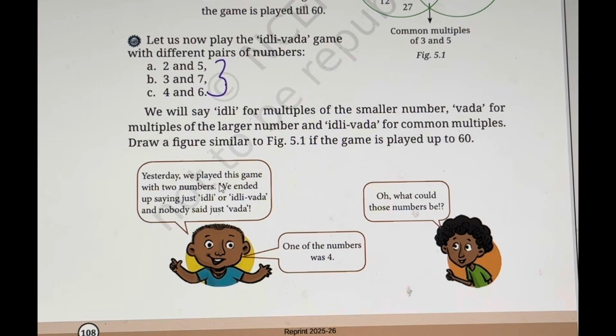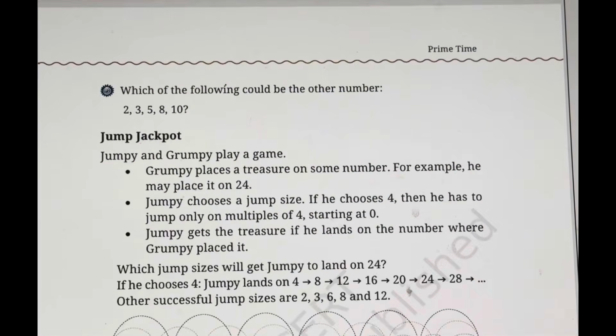There is an interesting fact which these two friends are sharing. Yesterday we played this game with two numbers and we ended just saying just idli or idli vada and nobody said vada, right? This boy is saying, oh, what could those numbers be? So he is giving one number. One of the numbers was 4 and he is asking the other boy to find out what could be the other number. Now, if we see there are some options, which of the following could be the other number?